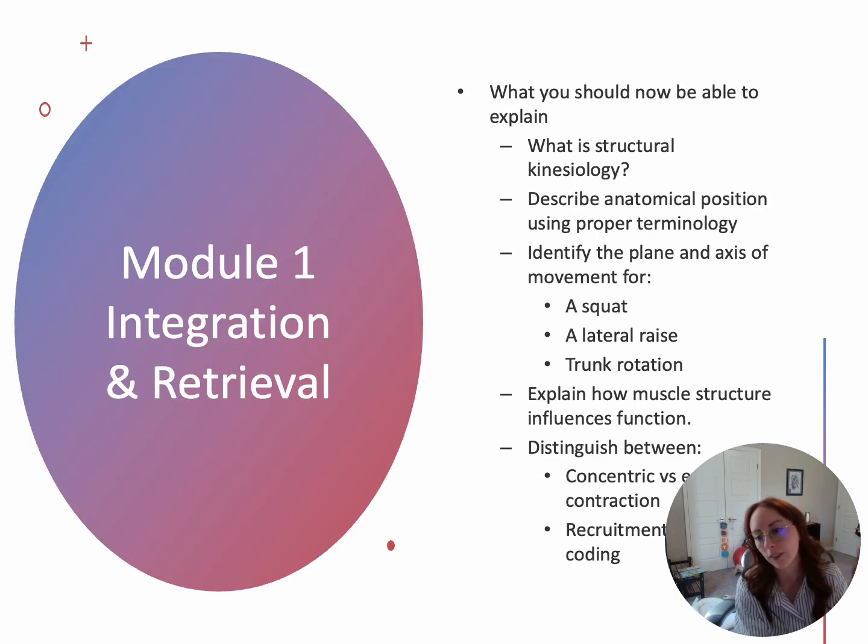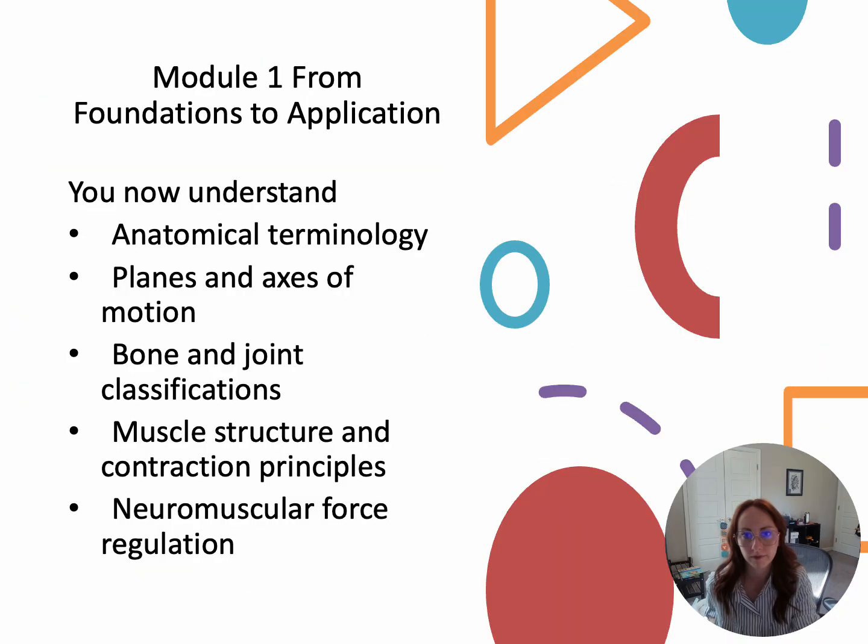All right, so kind of overviewing what we've gone over so far with Module 1. From this point, you should now be able to explain what structural kinesiology is, describe the anatomical position using proper terminology, identify the plane and axis of movement for a squat, a lateral raise, and a trunk rotation. So again, your sagittal, frontal, or transverse plane. Explain how muscle structure influences function, distinguish the difference between concentric and eccentric contraction, and recruitment versus rate coding.